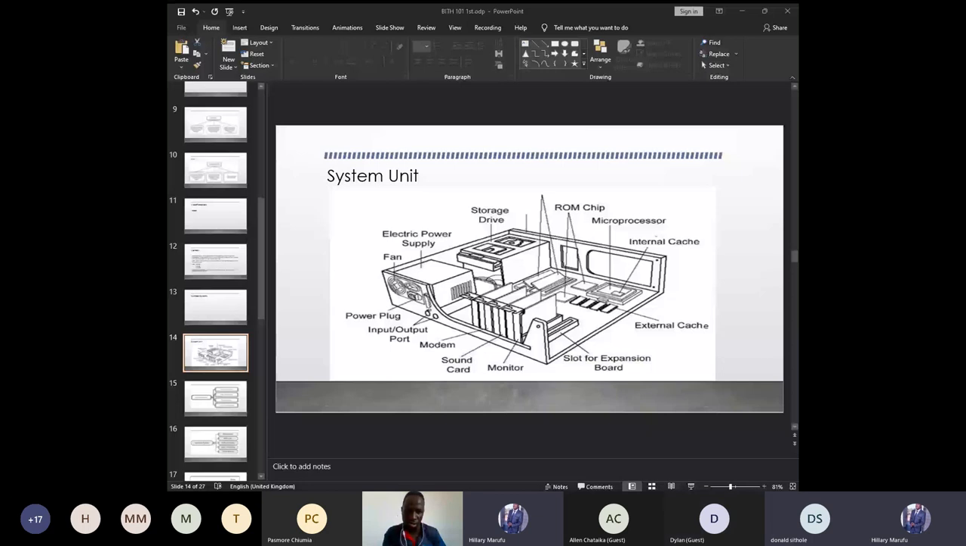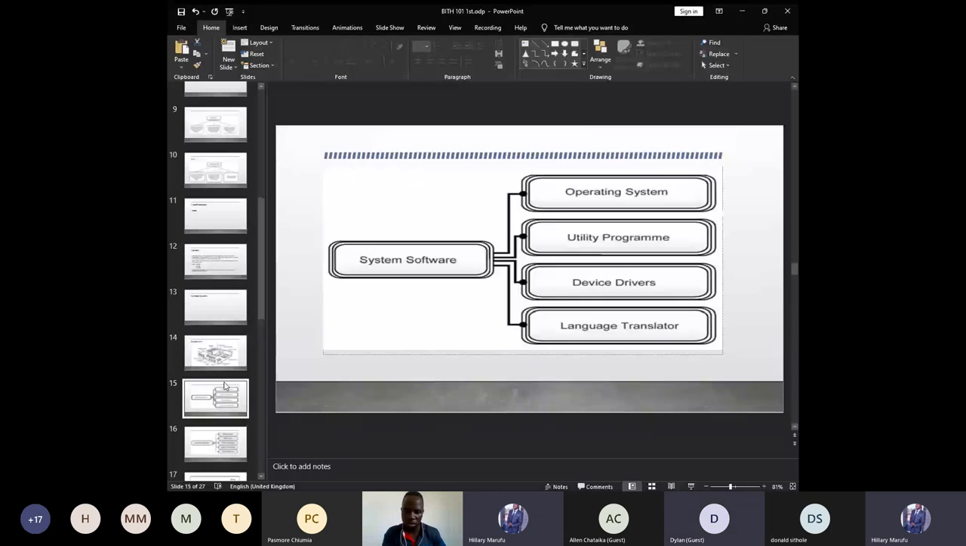Yeah, that's very correct. So basically, there's a need for interaction between the user and the hardware. Remember, this whole time we're talking of hard drives, processors, motherboards, and everything. Now there's a need for an interaction between those things and the user. So the only way we can communicate with that hardware is by the use of what? Of system software. So system software includes operating systems, utility programs, device drivers, language translators. And so those are the theoretical form.